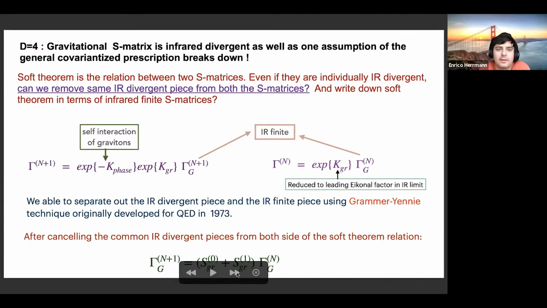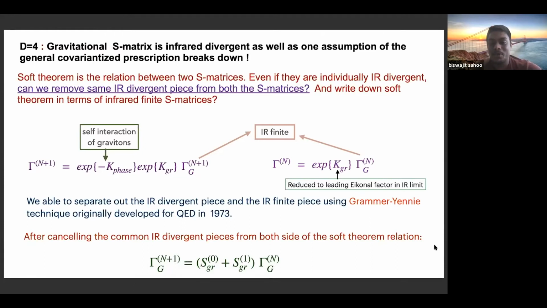Sorry, can I ask you also one question? Basically what you're describing is that the IR divergences of gravitational amplitudes to all loop orders are just given by the exponentiation of the one loop amplitude. There's actually some ambiguity in what you're exponentiating. You can choose to exponentiate just the IR divergent piece of the one loop amplitude, but you can also choose to exponentiate some finite parts as well. Exactly. So what scheme are you using to define your gamma G?